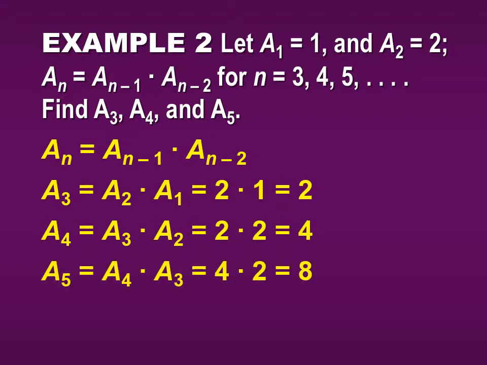Now let's find our fifth term, a sub 5. So 5 minus 1 is 4, and 5 minus 2 is 3. So we're looking for a sub 4 times a sub 3. A sub 4 was 4, and a sub 3 is 2. And 4 times 2 is 8, which means our a sub 5, or our fifth term, is 8.